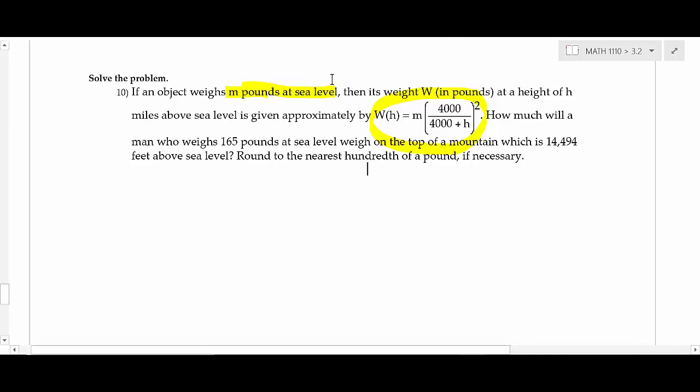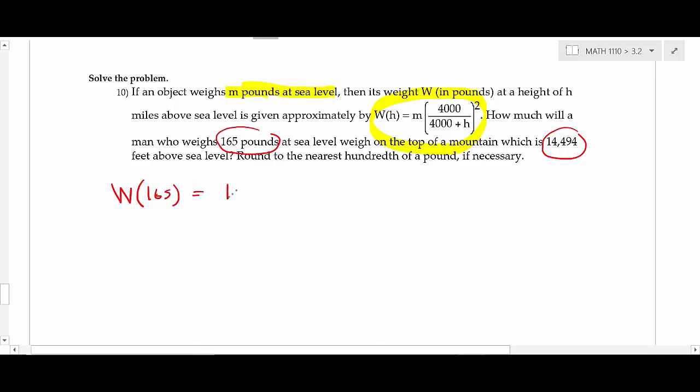So what's happening on this is we're going to take this thing right here. You're starting off at 165 pounds, and then we're going to go all the way up to a tall mountain, 14,494 feet above sea level, and see how much weight this person lost. So what we're doing is W of 165. This is a calculator problem too, so we'll just plug this in.